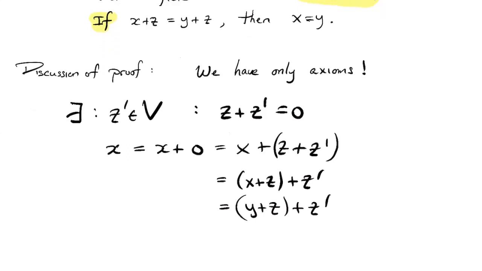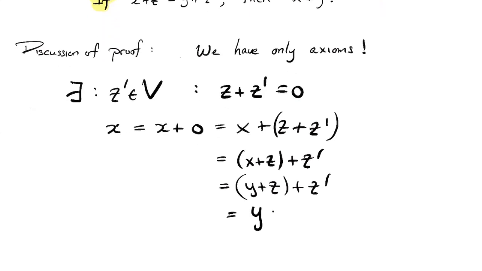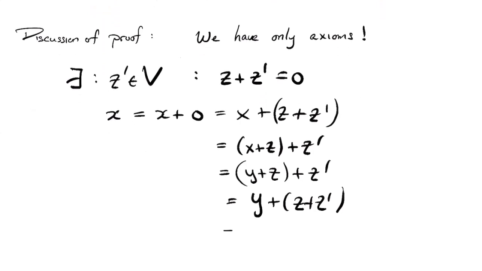Stop the video and finish this without me. Now I just reassociate one more time, and remember that that parenthesis thing is zero. And look what we've done. At the end of the day, we were able to deduce that X was the exact same thing as Y. And that's what the theorem claimed. Neat.